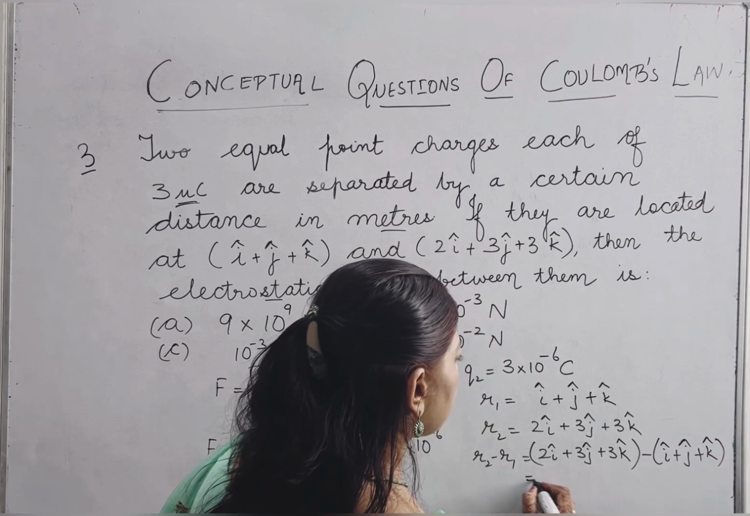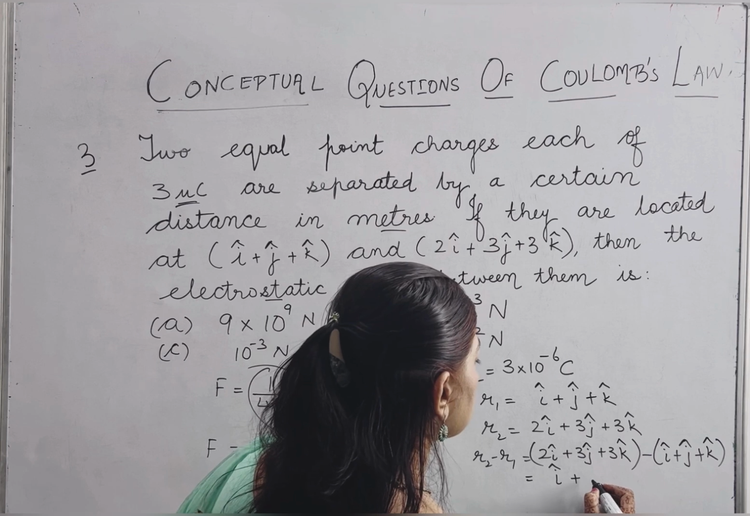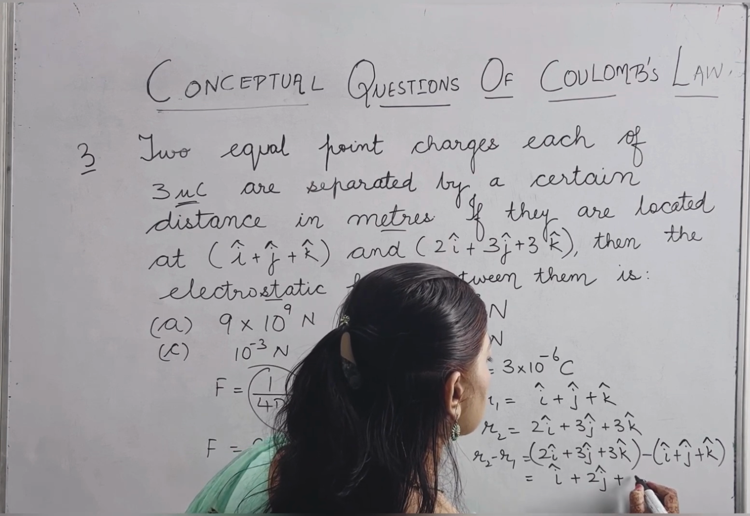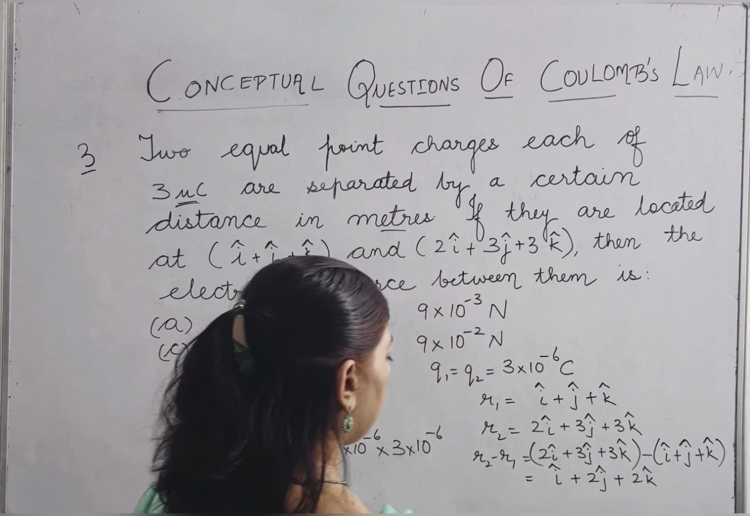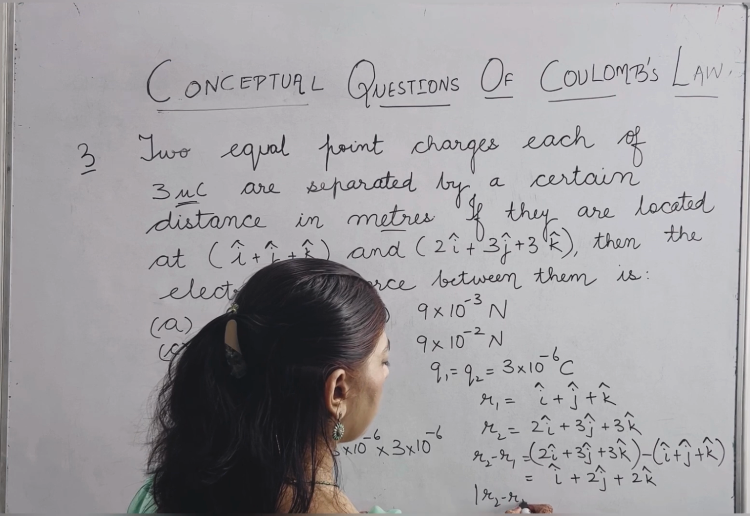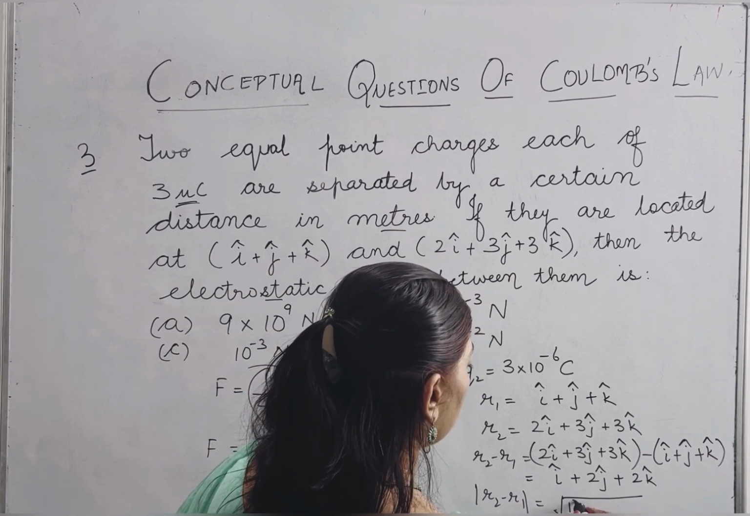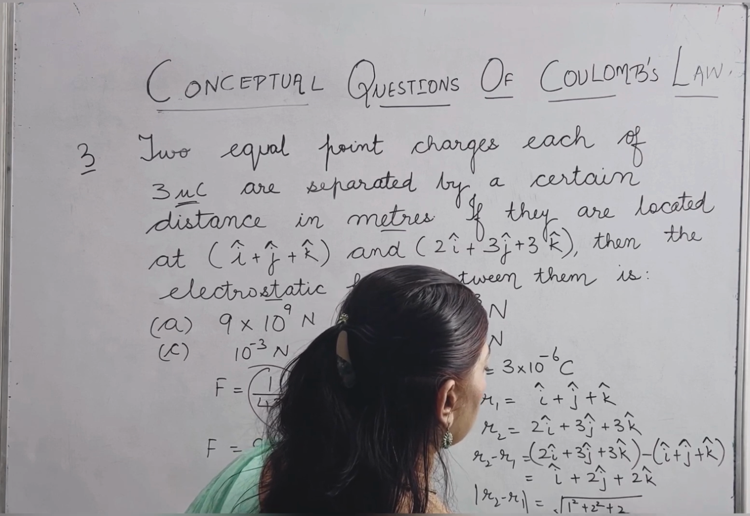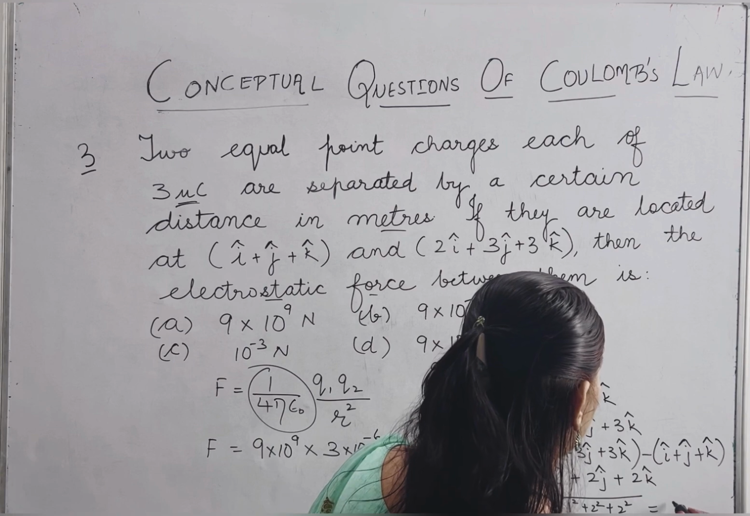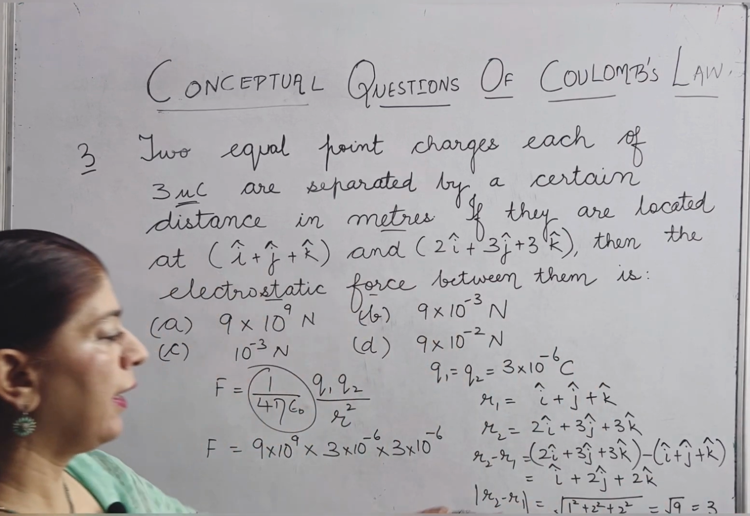So this comes out I plus 2J plus 2K. Now the magnitude of this difference R2 minus R1 is given by, so this comes out to be under root 9, that is equal to 3.